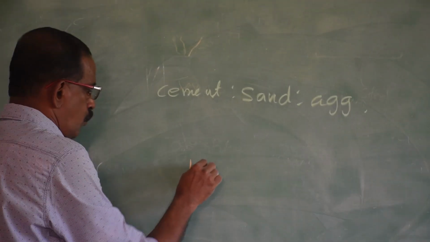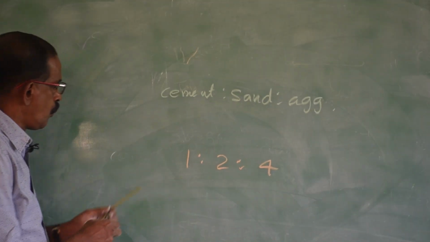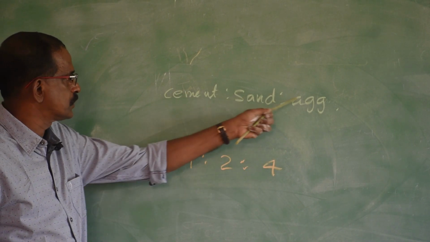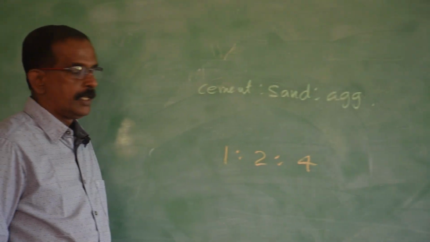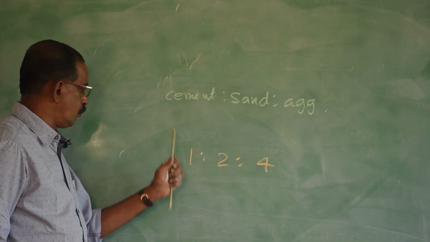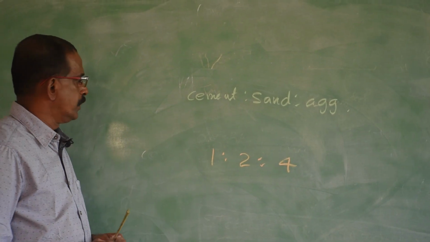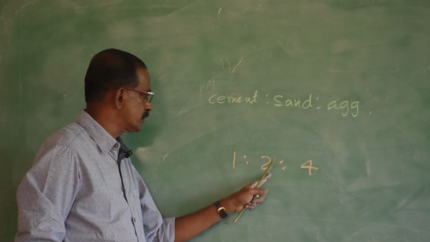If I say 1:2:4, it means 1 part of cement, 2 parts of sand, 4 parts of aggregate. That is the meaning of this mix proportion. It can be 1 kg, 2 kg or 4 kg. It can be 1 m cube, 2 m cube, 4 m cube. That is the proportion.